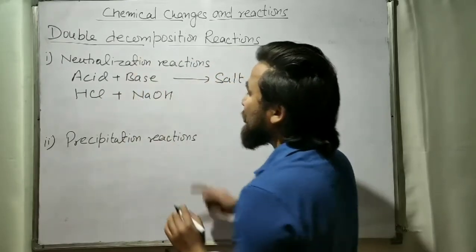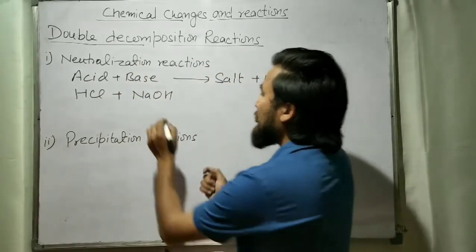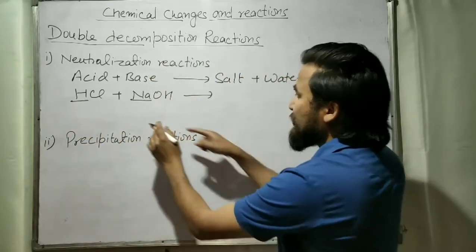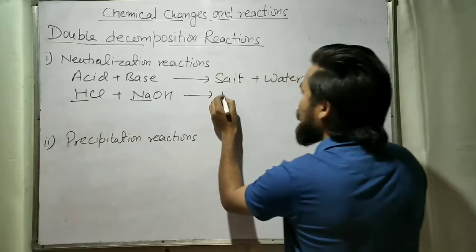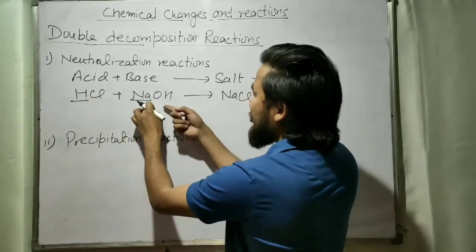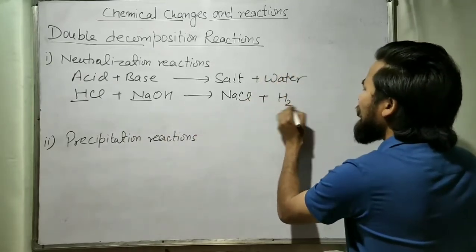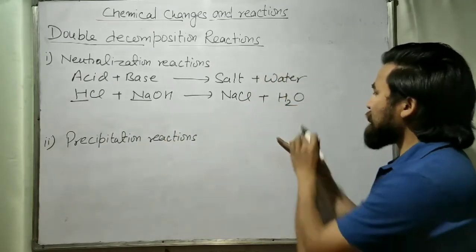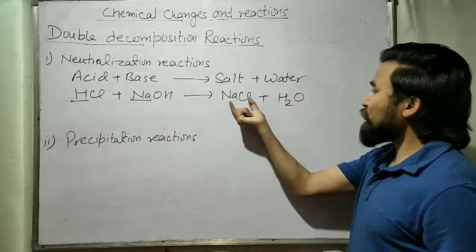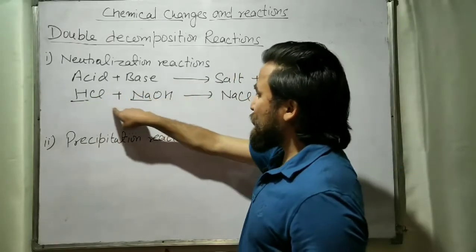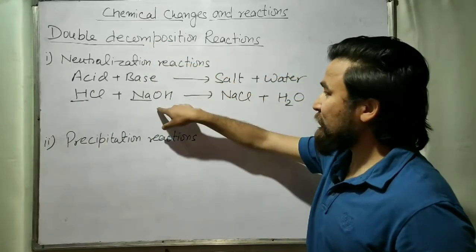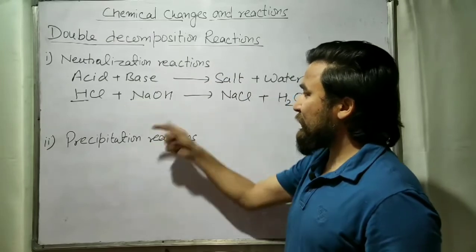As you know, in a double decomposition reaction, radicals are exchanged. So Na and H will be exchanged. Na will take the place of H, so it will form NaCl, that is a salt, and H will take the place of Na, so it will form HOH. HOH means H2O, water. So you can see an acid and a base reacting to form salt and water, and since exchange of radicals is taking place, this is a double decomposition reaction and a neutralization reaction, because neutralization of acid and base is taking place.